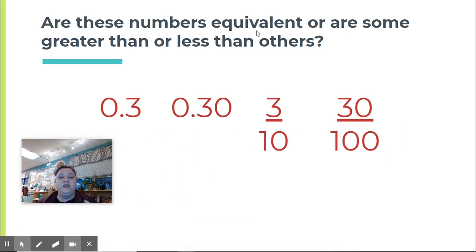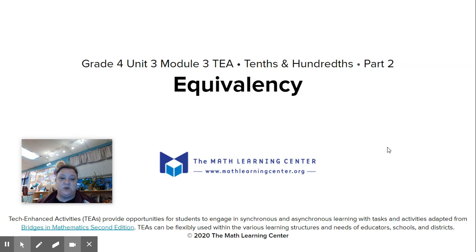Are these numbers equivalent? Remember, equivalent means equal. Or are some greater than or less than others? So here we have 3 tenths. This is like 3 dimes. Here we have 30 hundredths. This is like 30 pennies. This is 3 tenths. This is 30 hundredths. They are all equivalent to each other. Any time you have a decimal, any zeros that are added to the end don't change the value. It changes how you'd read it, but not the value, not what it's worth.